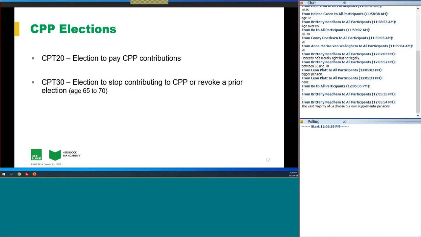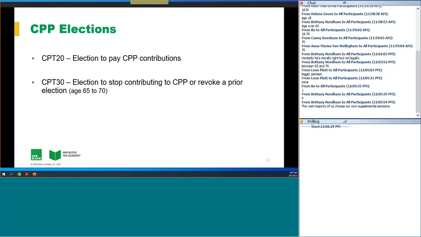C, I turned 70 this year, but I want to continue to contribute to CPP through my employment earnings. D, I elected to stop contributing CPP when I turned 65, but now that I'm 68, I changed my mind and I want to start contributing again. Or E, I just turned 18 and I want to start contributing to CPP. So in which circumstances would you file a CPT 20 for your client? There might be only one, it might be all of them. You decide how many you think the right answers are.